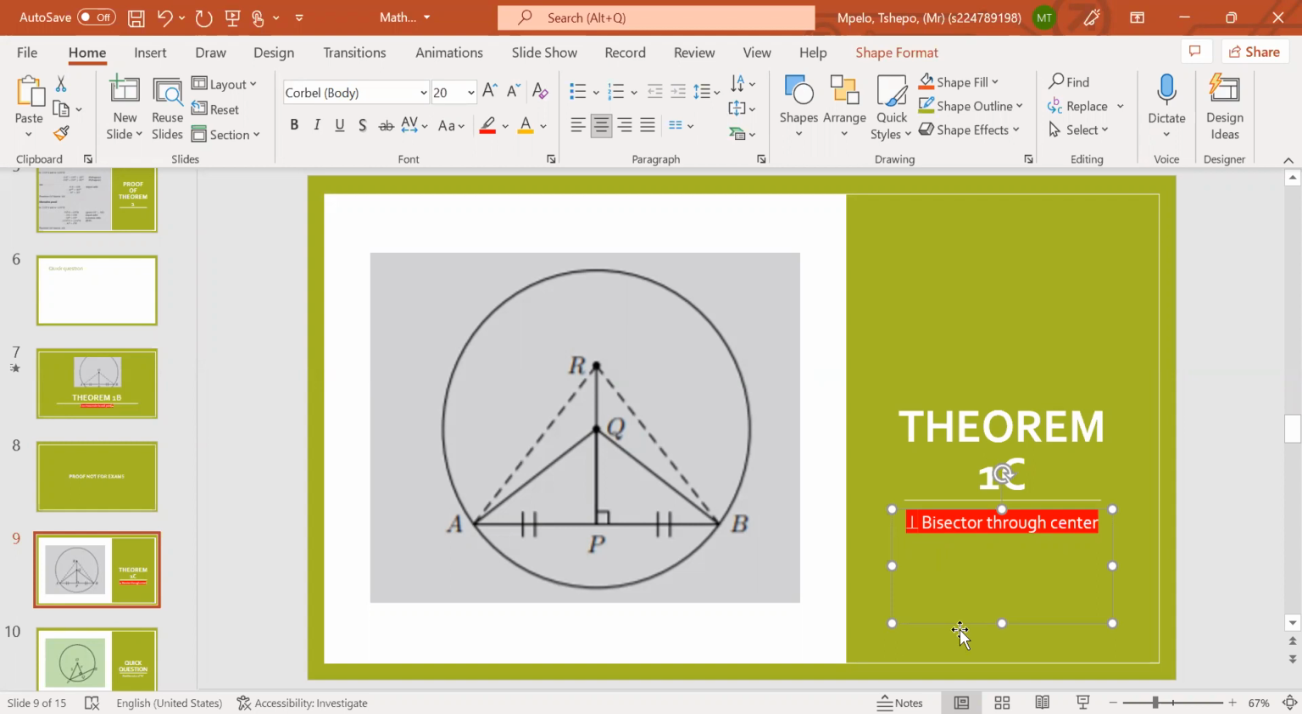The perpendicular bisector passes through center. This reason is acceptable. Okay. Will it be difficult for you to memorize?